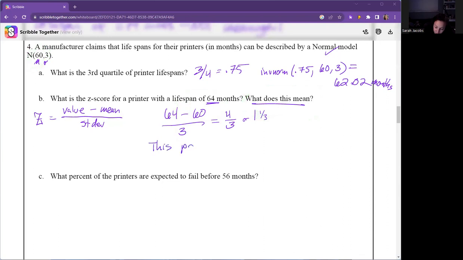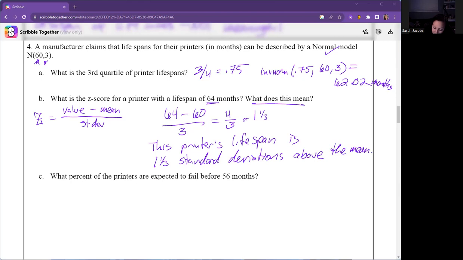This printer's lifespan is 1 1/3 standard deviations above the mean. So because it's positive, it's above the mean. And the z-score always tells us how many standard deviations we are from the mean. That is what a z-score is.